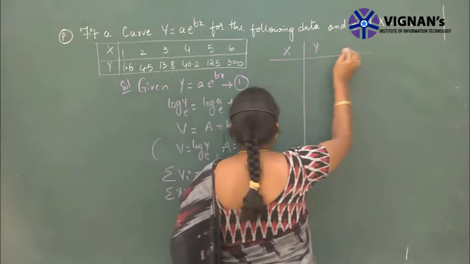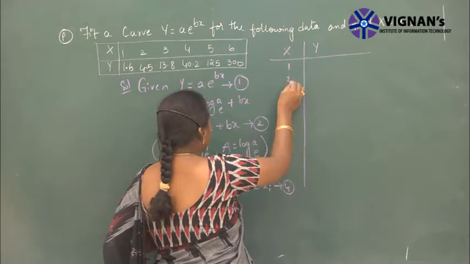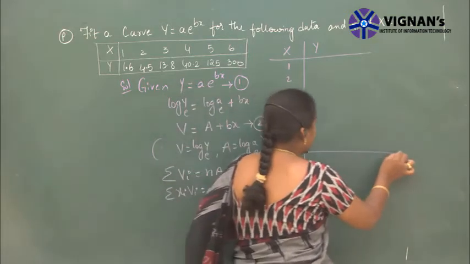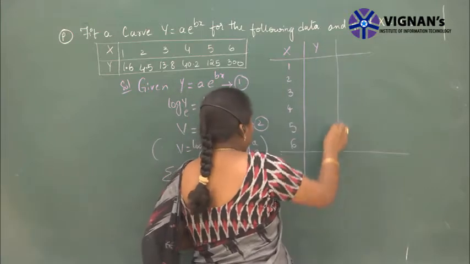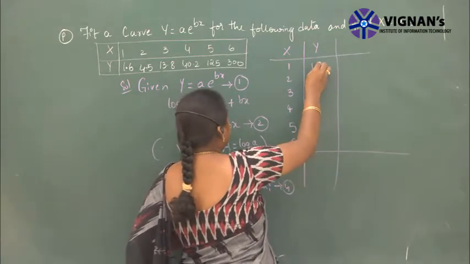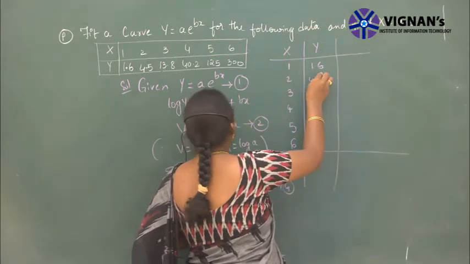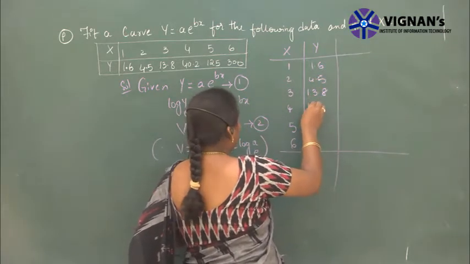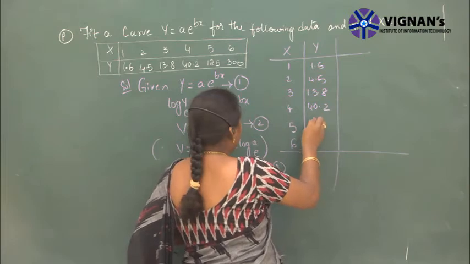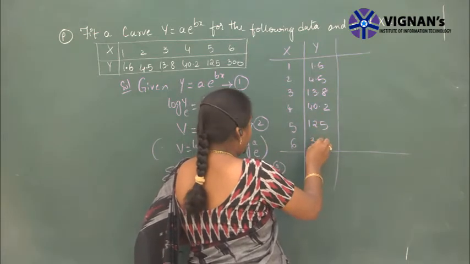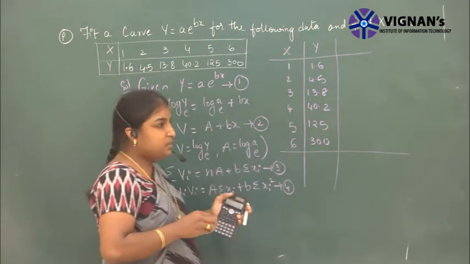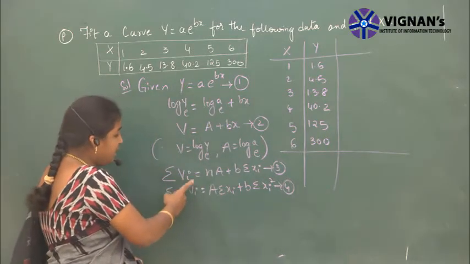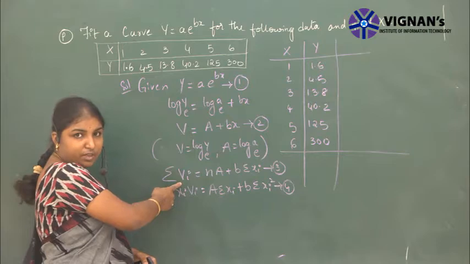X values are given as 1, 2, 3, 4, 5 and 6. And Y values are given as 1.6, 4.5, 13.8, 40.2, 125, 300. Okay.